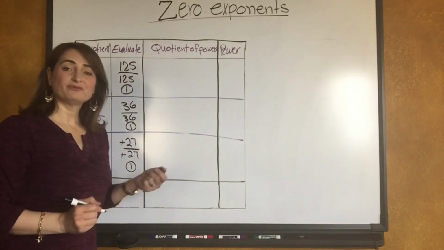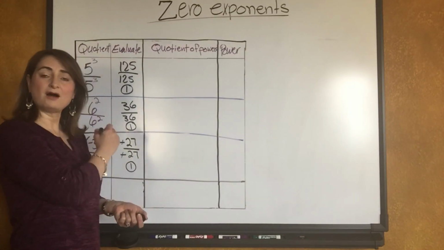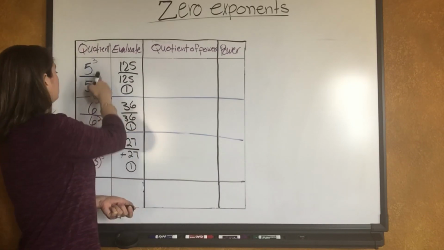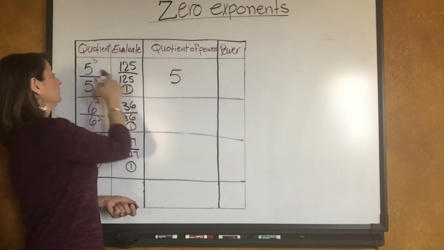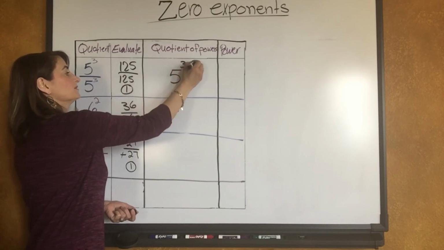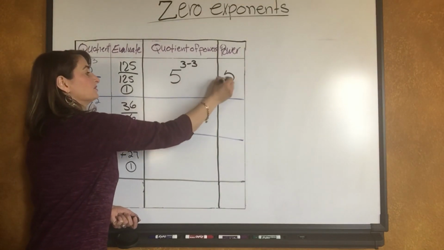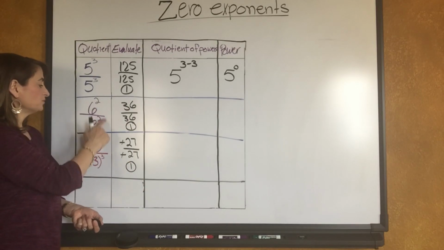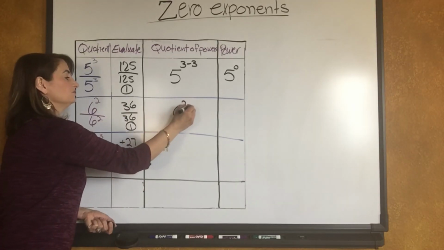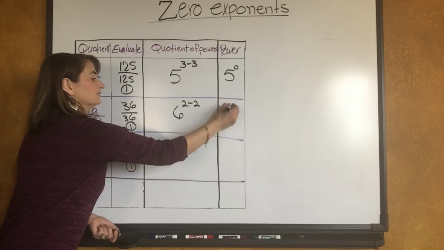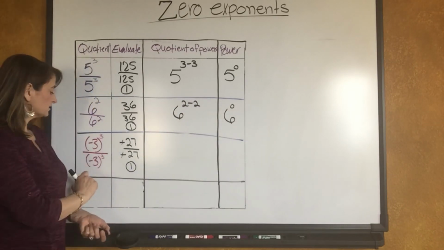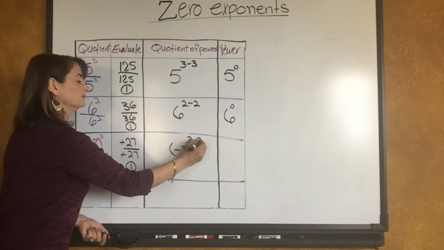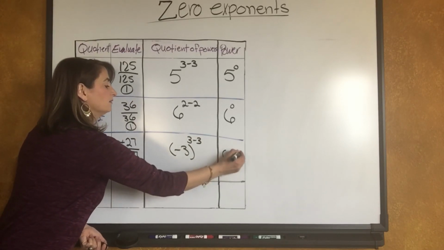Now let's use the quotient of powers, which states if you are dividing powers with the same base, keep the base the same and subtract the exponents. So the base is 5, I'm going to keep it the same, and I'm going to subtract the exponents. 3 minus 3. Write your answer as a power, which is 5 to the power of 0. Now the second one, keep the base the same, subtract the exponents. 6, and 2 minus 2. As a power, it's 6 to the power of 0. Last one, the base is negative 3, subtract the exponents. 3 minus 3 gives you negative 3 to the power of 0.